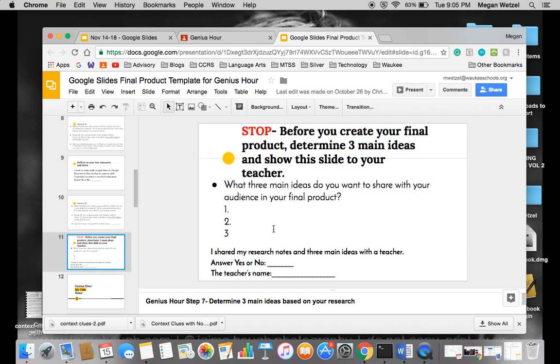Alright, so before you start creating your final product, you need to determine your 3 main ideas and show this slide to your teacher. So, 1, 2, 3 big ideas. I shared my research notes and 3 main ideas with my teacher. Yes or no, and then I will type my name in right here. So in slide 11, I need to see slide 11 before you can move on. Okay.